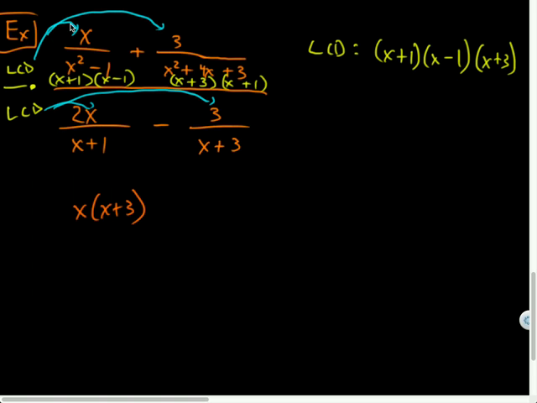And now I multiply the LCD by this fraction. So I'm going to divide it by these, and what cancels out? X plus 3 and x plus 1 would cancel, and I'd be left with x minus 1, and I'm multiplying that by the 3. So I'll do plus 3 times x minus 1, and I'll distribute that later.